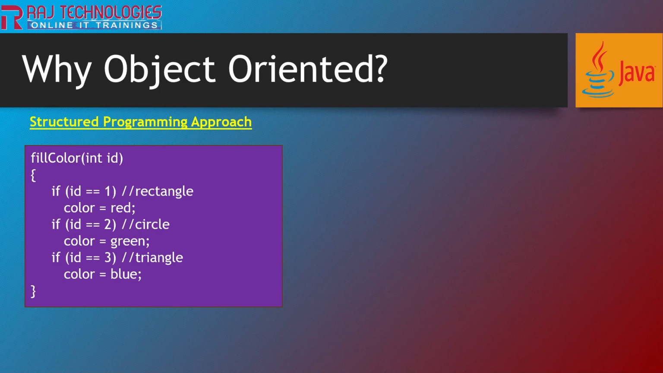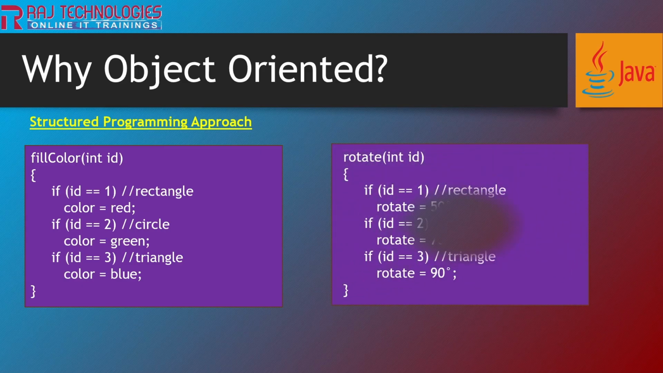If id equal to 1 means rectangle, we set the color as red, color equal to red. If id equal to 2 means circle, color equal to green. If id equal to 3, triangle, color equal to blue. Similarly, we create one more function, rotate, which takes id as argument, and we write the code like, if id equal to 1 means rectangle, rotate 50 degree. If id equal to 2 means we are clicking on circle, rotate 70 degree. If id equal to 3 means when you click on triangle, it should rotate 90 degree. So we are thinking in terms of functionality when we go with the structured programming approach.